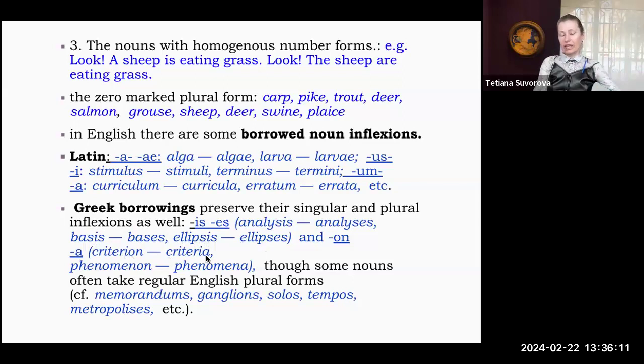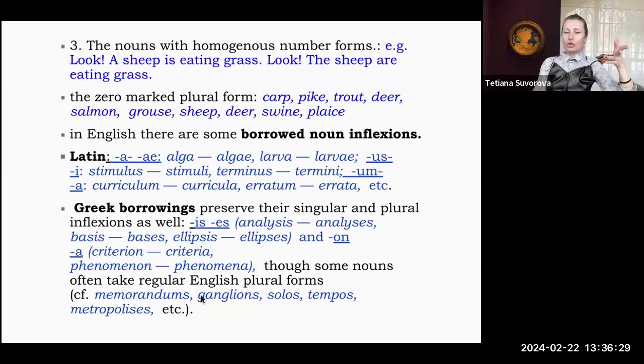Criteria, criterion, sorry, it's again the influence of Greek. Phenomenon, phenomena, so you hear the pronounced N, okay? And criteria, phenomena, it's plural.